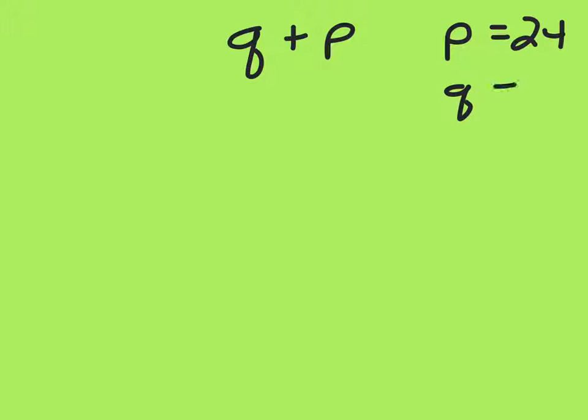Okay, let's try number 4. Number 4 is Q plus P, and that's it. But still remember, up in the instructions, it says P equals 24 and Q equals 8. Pause the video, unpause it when you think you got the right answer.